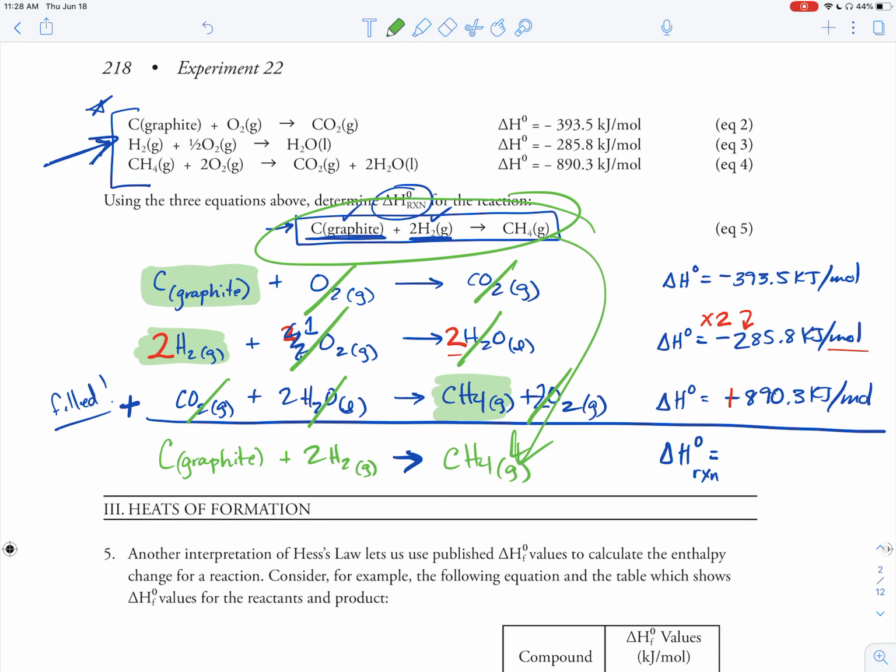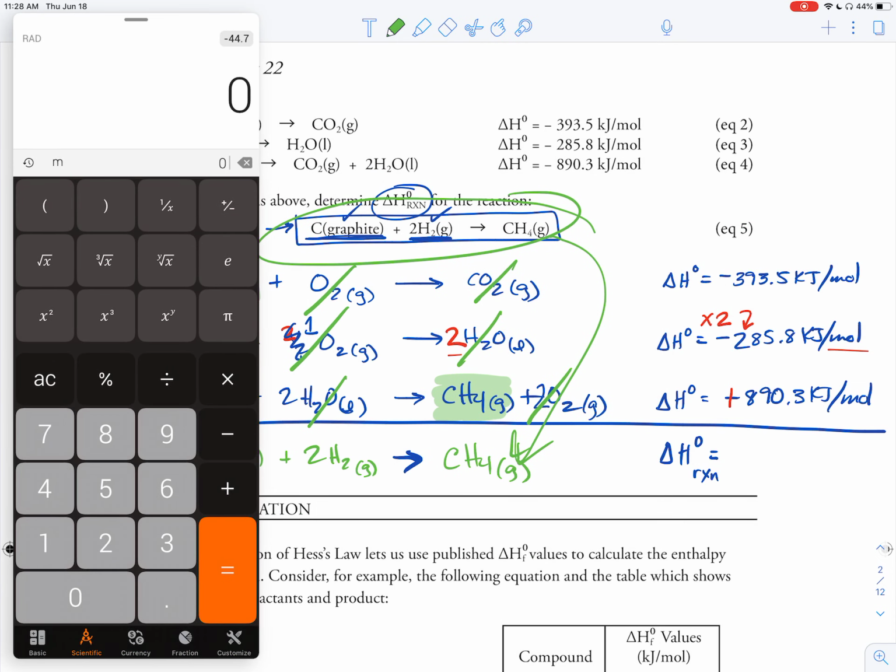So now what you're going to do is pull in a calculator and sum up all of the parts of your delta H naughts, making sure that you have the correct sign and the total amounts of those. So let's go through and do that.